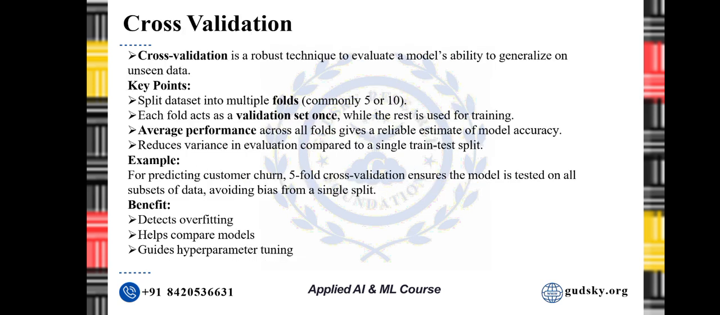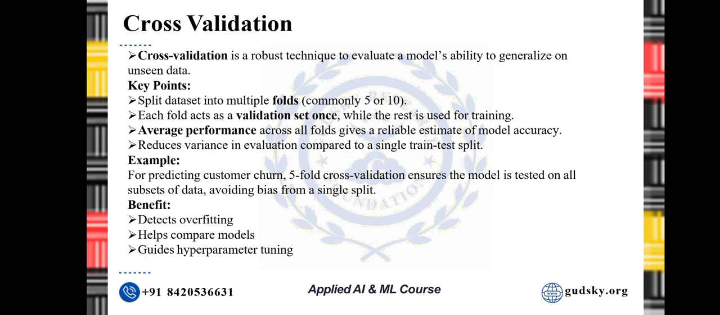Now for cross validation, one of the most trusted methods to test model performance and ensure generalization. So what is it? Cross validation is a technique that divides your dataset into multiple parts, usually 5 or 10 folds. You train the model on some folds and test it on the remaining one. This process repeats several times so that every fold acts as the test set once. Finally, you average all results to get a reliable estimate of model accuracy.